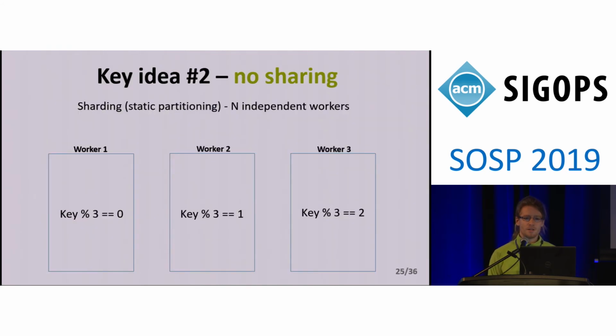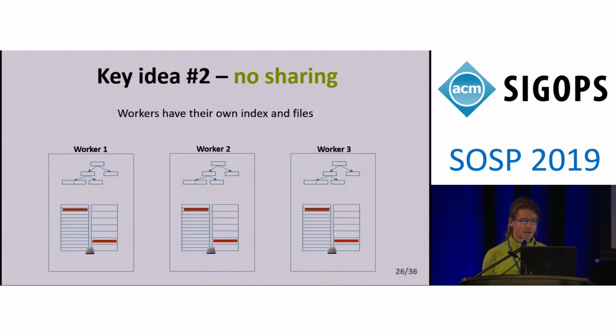The second key idea is to adopt a shared nothing architecture. So for this, we use the simple approach of sharding the database. So we have n independent workers, and these workers work on different key ranges. We do not really suffer from load imbalance because the number of workers is very small. So every worker has its own index and own files. There is absolutely no sharing between workers.